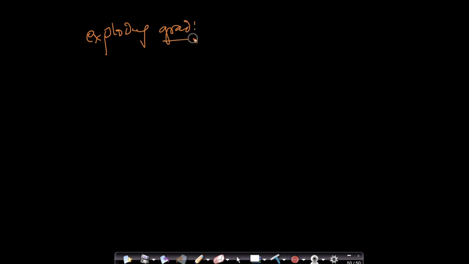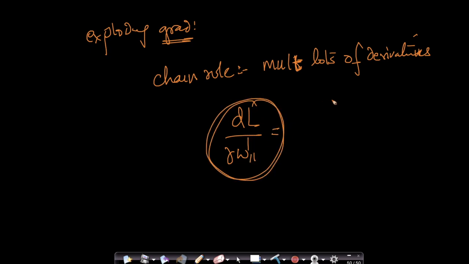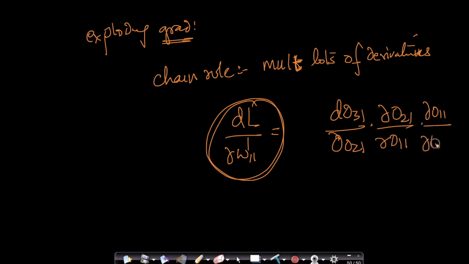Now you may wonder, why does exploding gradient occur? Again, it occurs because of the chain rule, where you are multiplying lots of derivatives. Let's look at this. The derivative of L with respect to W111, in the computation of this, we had this unit: derivative of O31 with respect to O21, multiplied by derivative of O21 with respect to O11, multiplied by derivative of O11 with respect to W111.